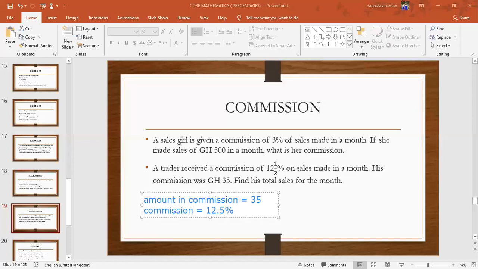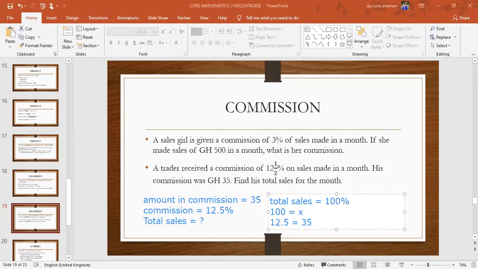12.5%. Exactly. And we are to find the total sales that the person made. So with this, the total sales is equal to 100%. So we'll be having 100%, which will be equal to what? The total sales, which we don't know. Then the commission, which is 12.5%, will be equal to the amount in commission, which is 35 Ghana cedis.